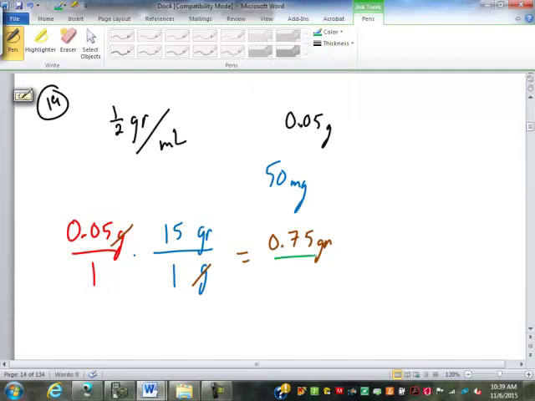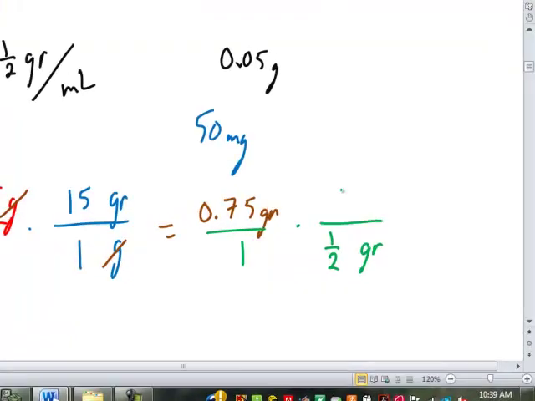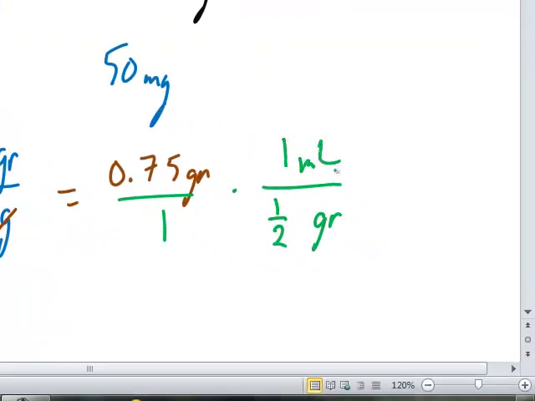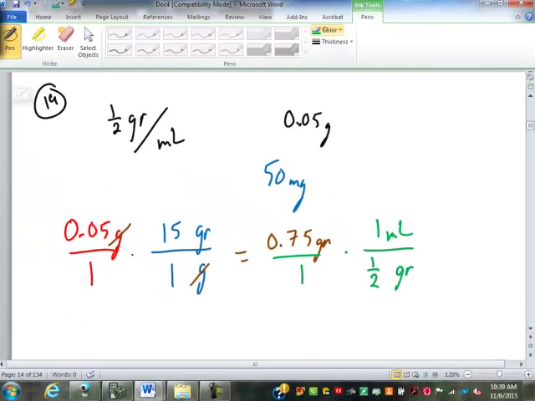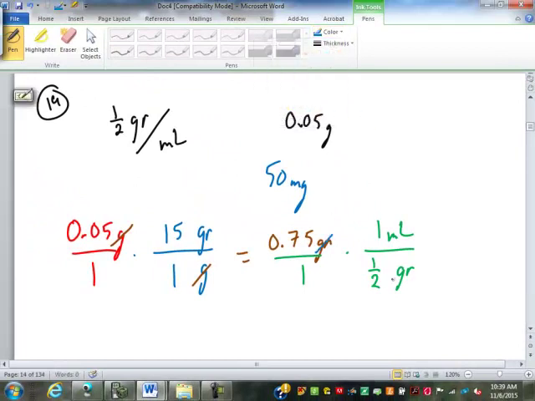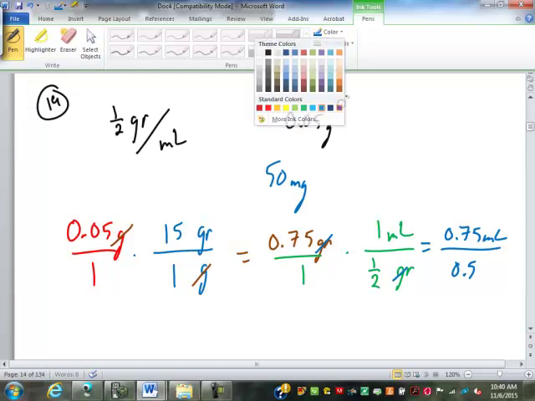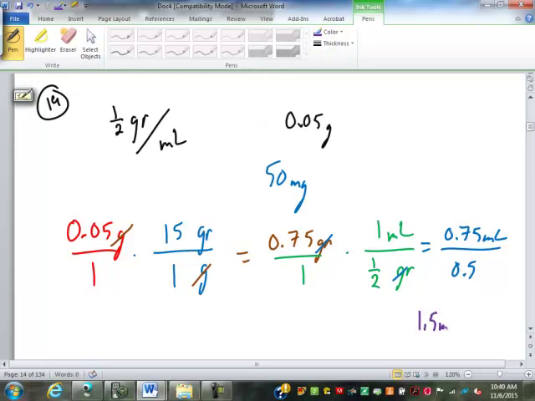Now I'm going to convert that times the GR 1/2 is 1/2 grain per 1 milliliter. So the grains cancel out. 0.75 times 1 milliliter is 0.75 milliliters. 1 times 1/2 is 0.5, and I have to divide that out. It gives me 1.5 milliliters to administer.